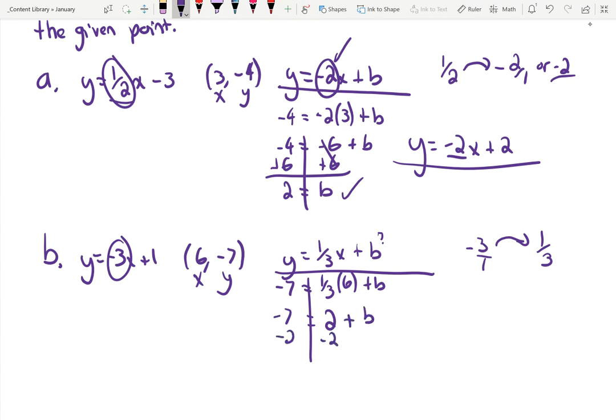So we'll subtract 2 to cancel it out, and this is going to be -9. So b is equal to -9. So then we know the slope is 1/3, and we know that b is -9. So my final answer is y equals 1/3 x minus 9.